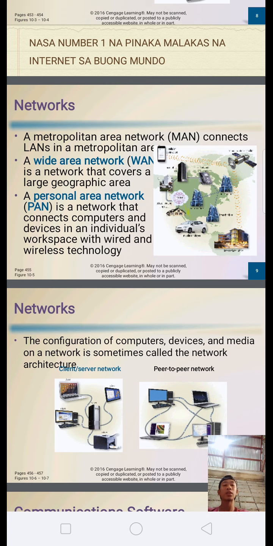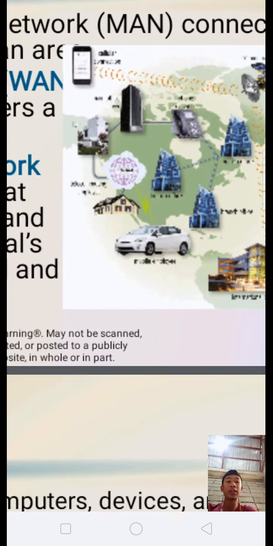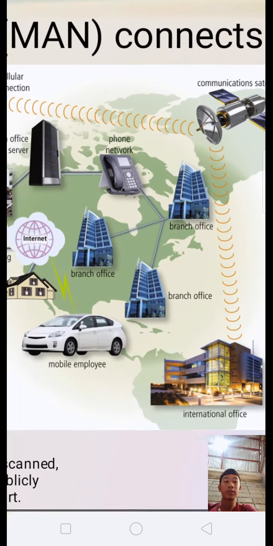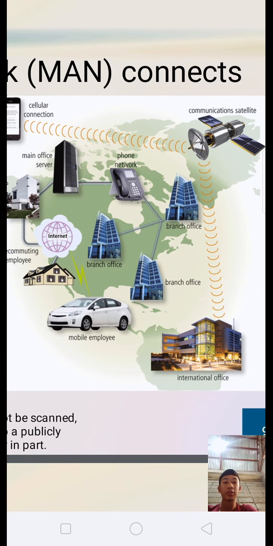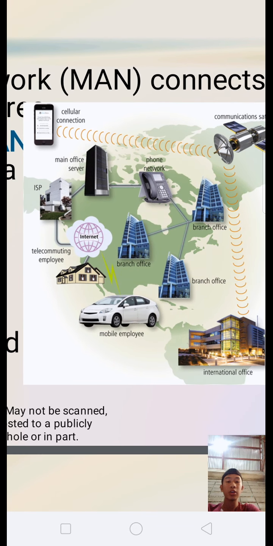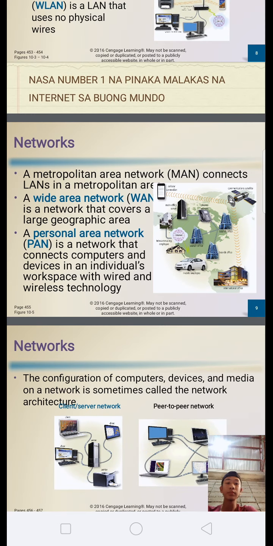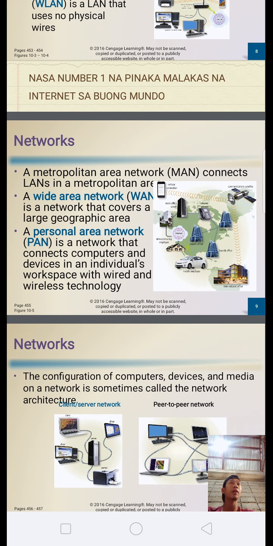Wide area network or WAN. So, ang WAN naman is a network that covers a large geographical area. So, ito guys, makikita nyo dito. So, ang WAN is a large geographical area. Pag sinabing large is malaki. Malaki yung kaya niyang masakop o kaya niyang marating.